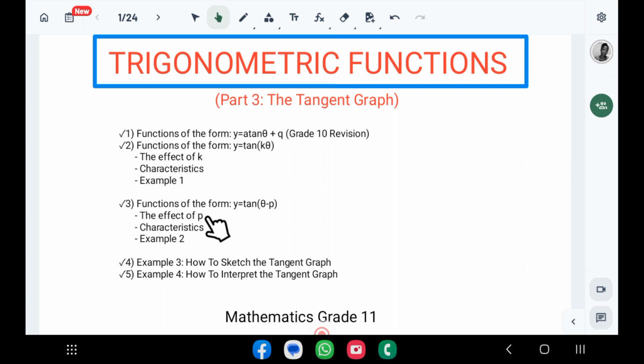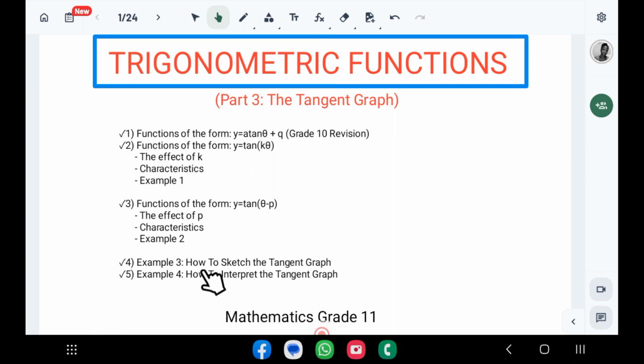Number 3, we're going to look at functions of the form y equals tan in bracket theta minus p. We're going to look at the effect of p, the characteristics, which is your domain, your range, your asymptotes, and so on and so forth. And example 2 will showcase how we deal with problems of the standard form of this type.